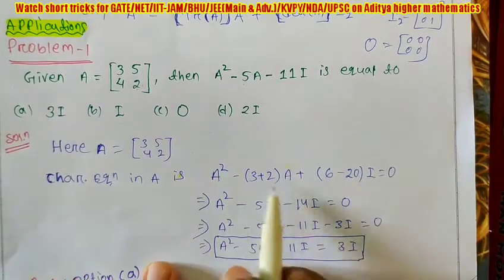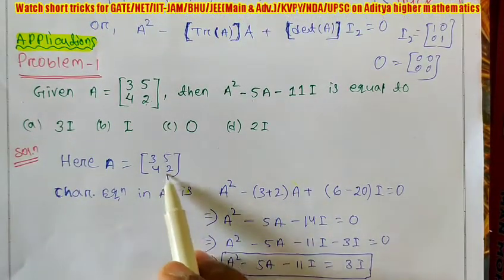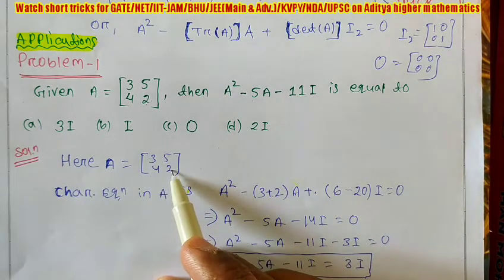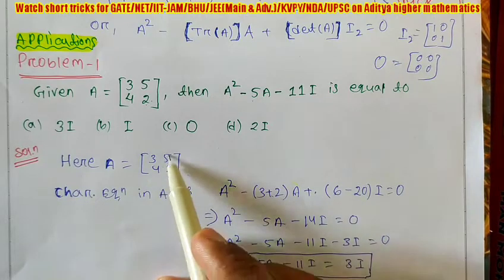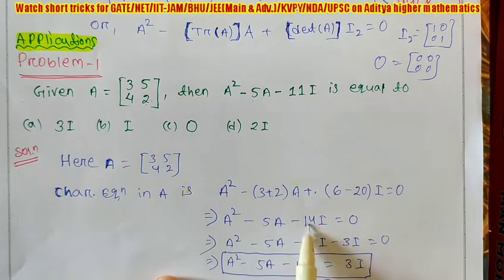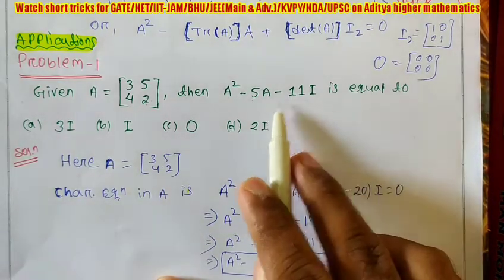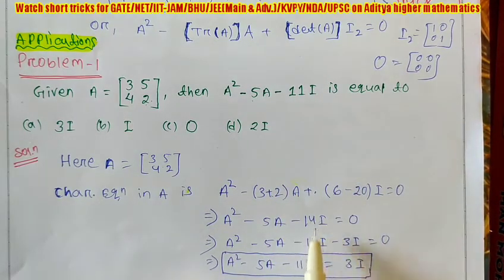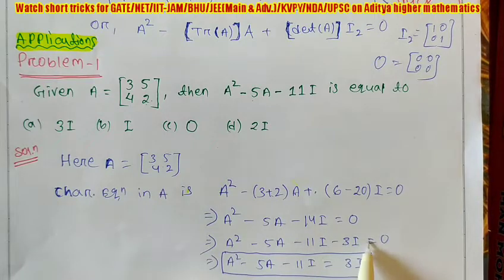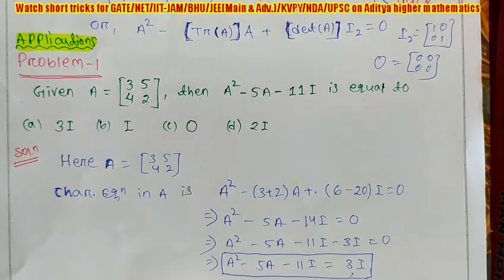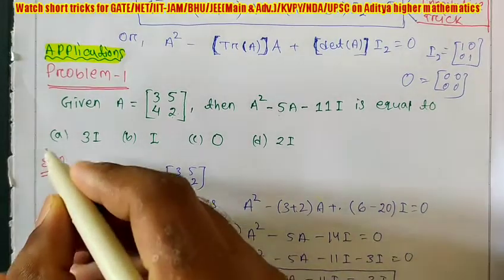So first find its characteristic equation. I told you: A square minus the sum of diagonal elements, 5A, plus its determinant. What is its determinant? 3 multiplied by 2 is 6, minus 5 multiplied by 4 is 20. So 6 minus 20, giving minus 14I. So we are getting A square minus 5A minus 14I is 0. But in the question it is given minus 11I. Since it is minus 11I, that minus 14I you can split like this: minus 11I minus 3I. Now that minus 3I take to the right hand side. So now you got the answer: A square minus 5A minus 11I equal to 3I. Which option is that? Yes, option A is correct.